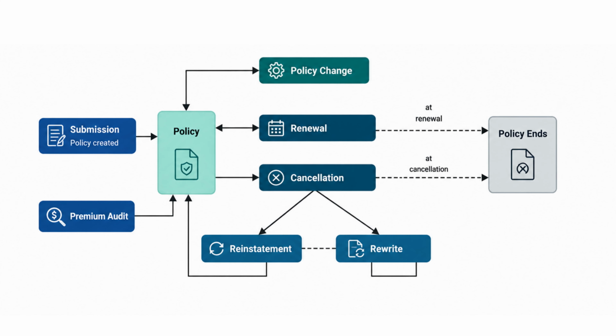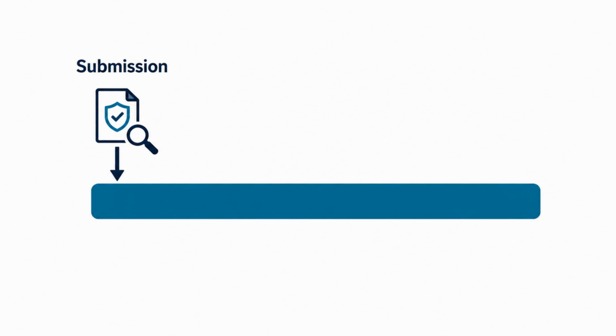All right. Before we jump into the individual transactions, let's first understand the big picture. Take a look at this diagram. At first, don't try to read everything. Just look at the overall flow. All right. Now we start with submission. And from there, the policy can go through different transactions during its lifetime. So let's start from the beginning. How does a policy actually get created? That's where our first transaction comes in. Submission.